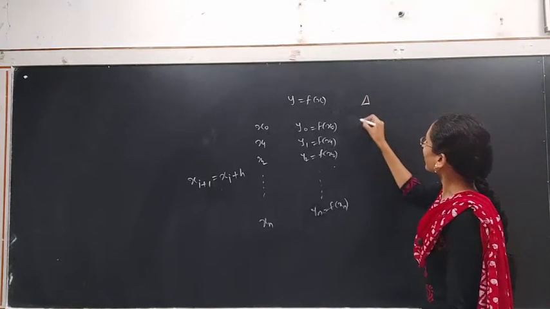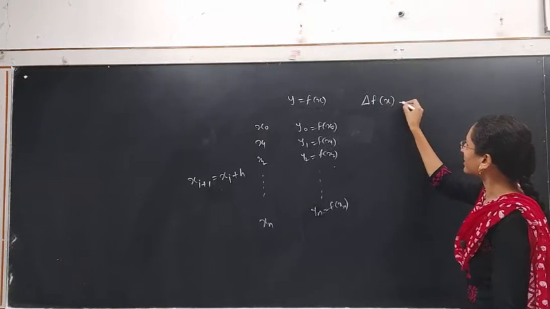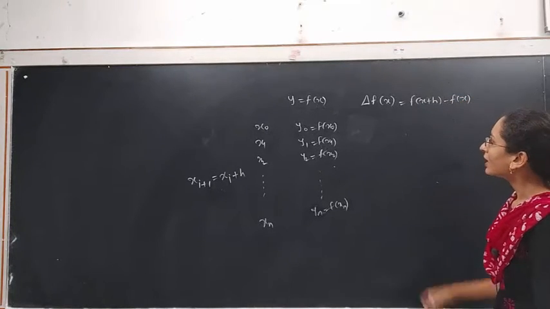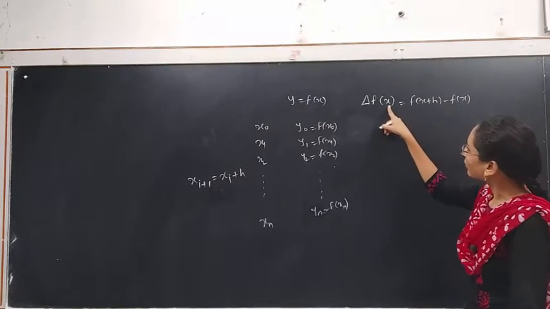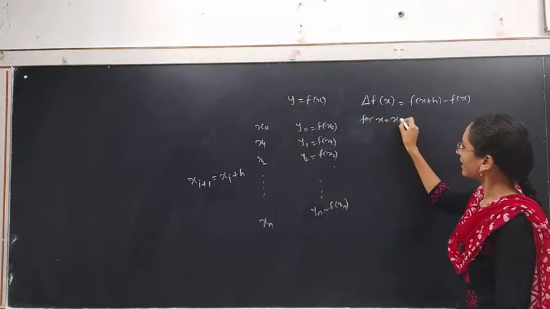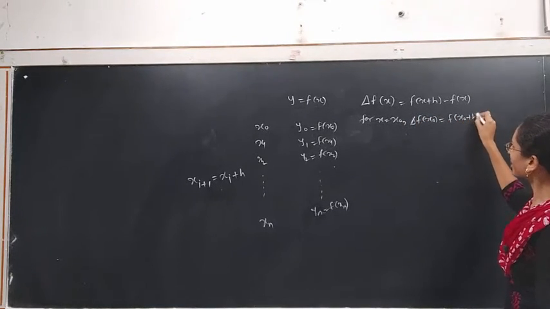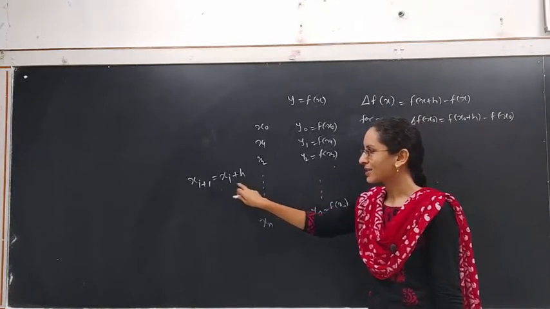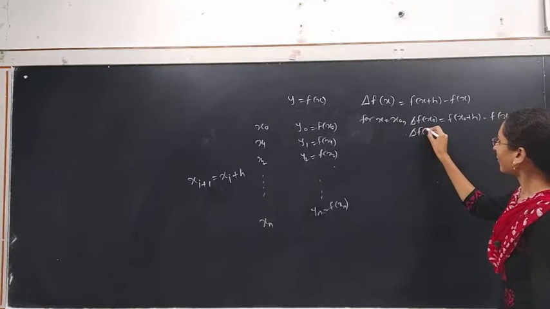And the forward difference operator delta is given by delta f of x is equal to f of x plus h minus f of x. If we put x is equal to x0, then we get delta f of x0 is equal to f of x0 plus h minus f of x0. But what is x0 plus h? By this formula, x0 plus h is x1. Hence, this is delta f of x0.